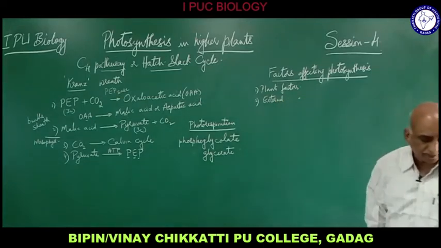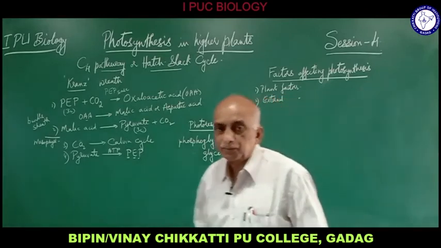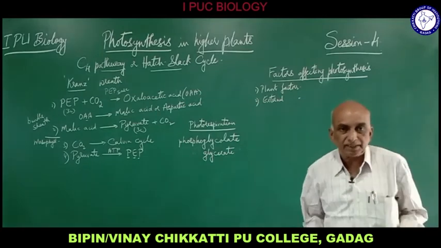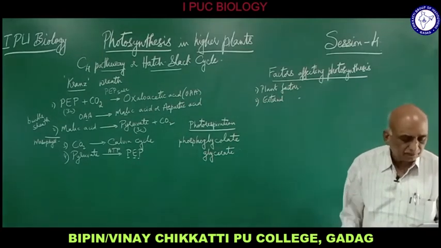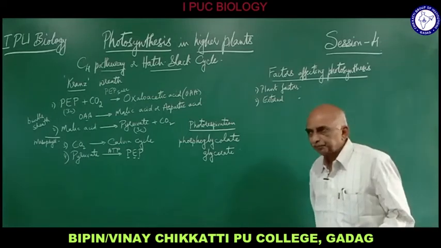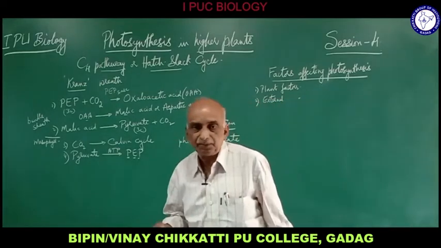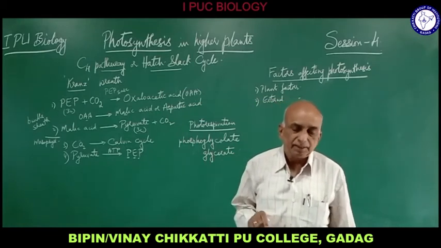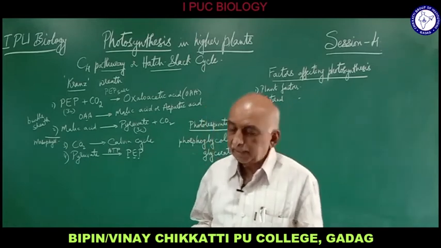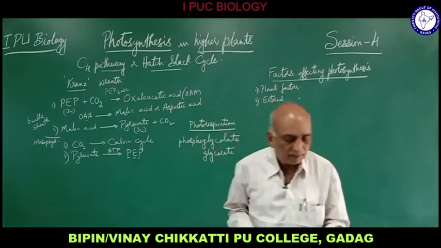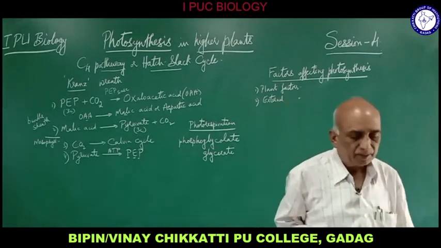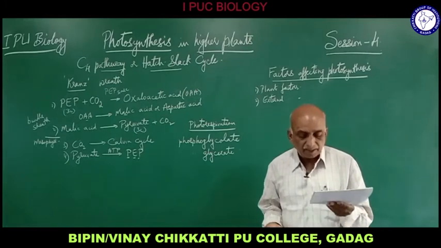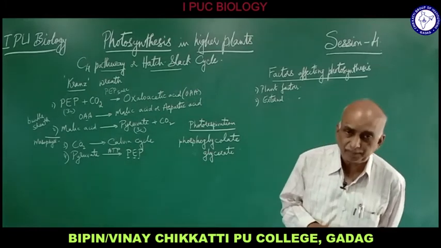So various factors affect the rate of photosynthesis. Inside the plant there are some factors which are called the internal factors. These internal factors may be the number of leaves in the plant, the size of the leaves, the age of the leaves, the orientation of the leaves, the mesophyll cells in the leaves, the chloroplasts, the CO2 concentration in the cells, and the amount of chlorophyll.